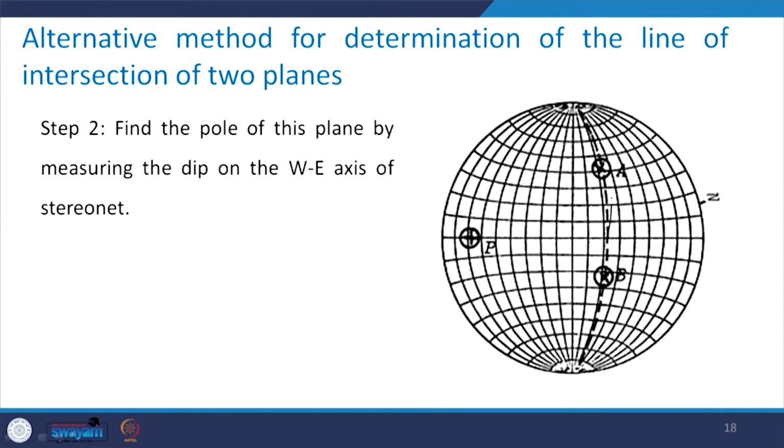Once again, let us see: I am taking whatever is this distance, and I am taking the same distance on the other side. This is how I can find out the dip. So this is going to be the dip of this, and then the pole. This is the plane and this is your pole. This is how we can determine it.